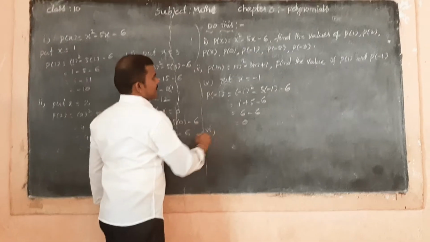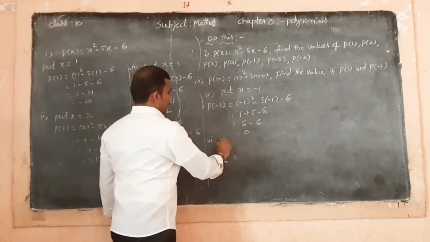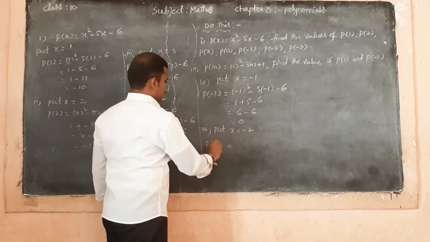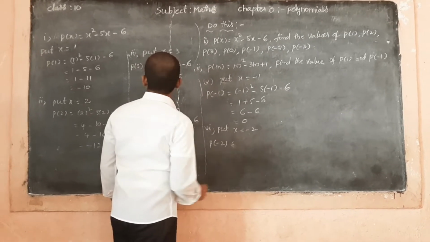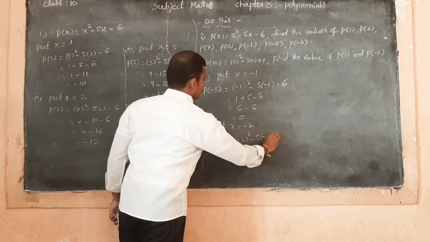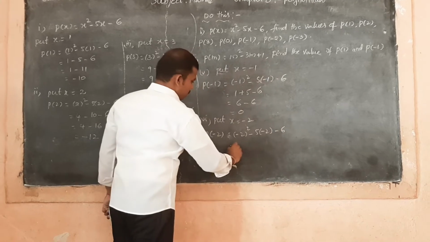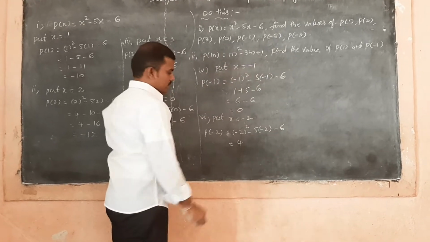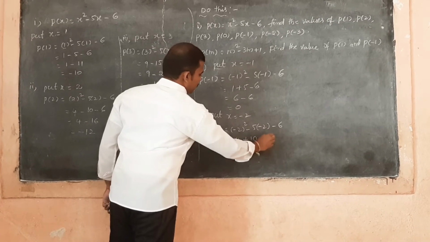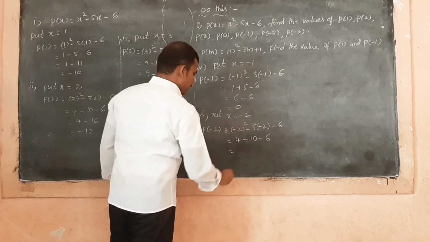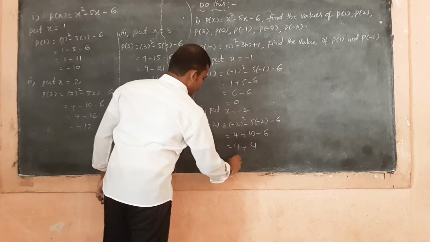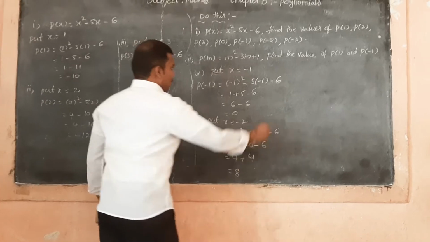And then next, sixth one. Put x is equal to minus 2. P of minus 2 is equal to minus 2 whole square minus 5 into minus 2 minus 6. Minus 2 whole square means 4. Minus into minus is plus, 5 twos are 10, minus 6. 4 plus 10 minus 6 is equal to 4. 4 plus 4 is equal to 8.